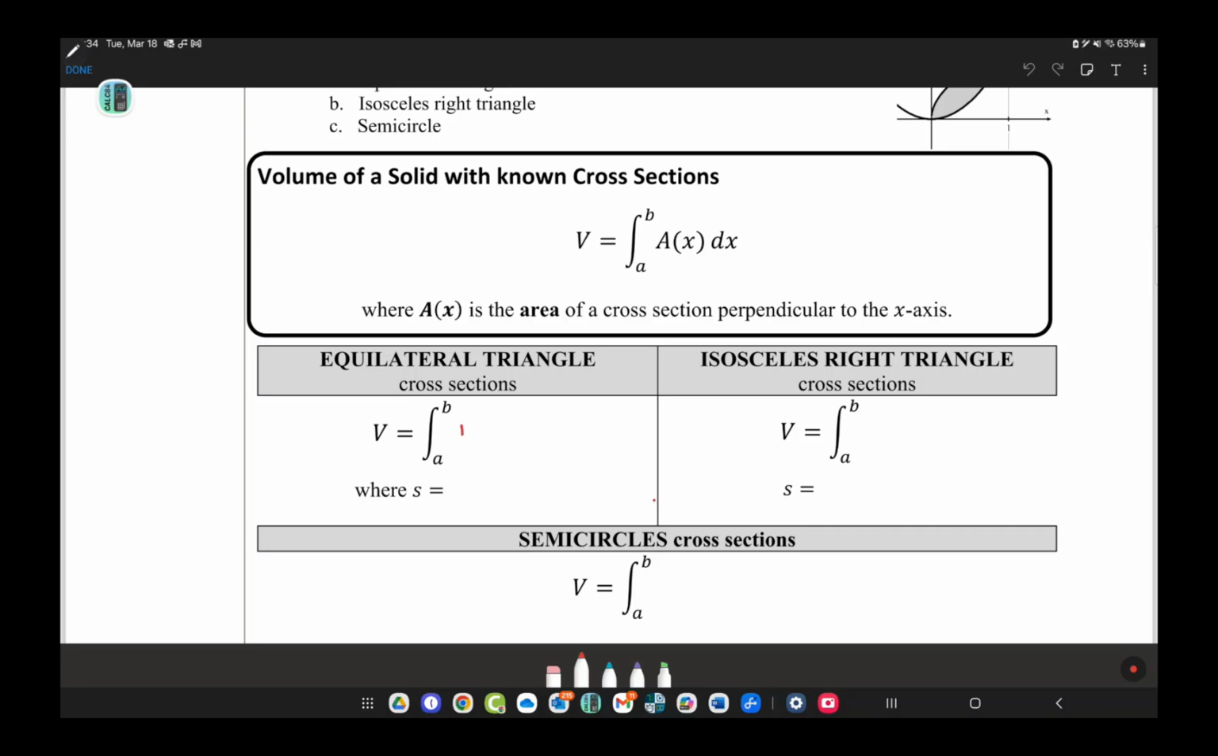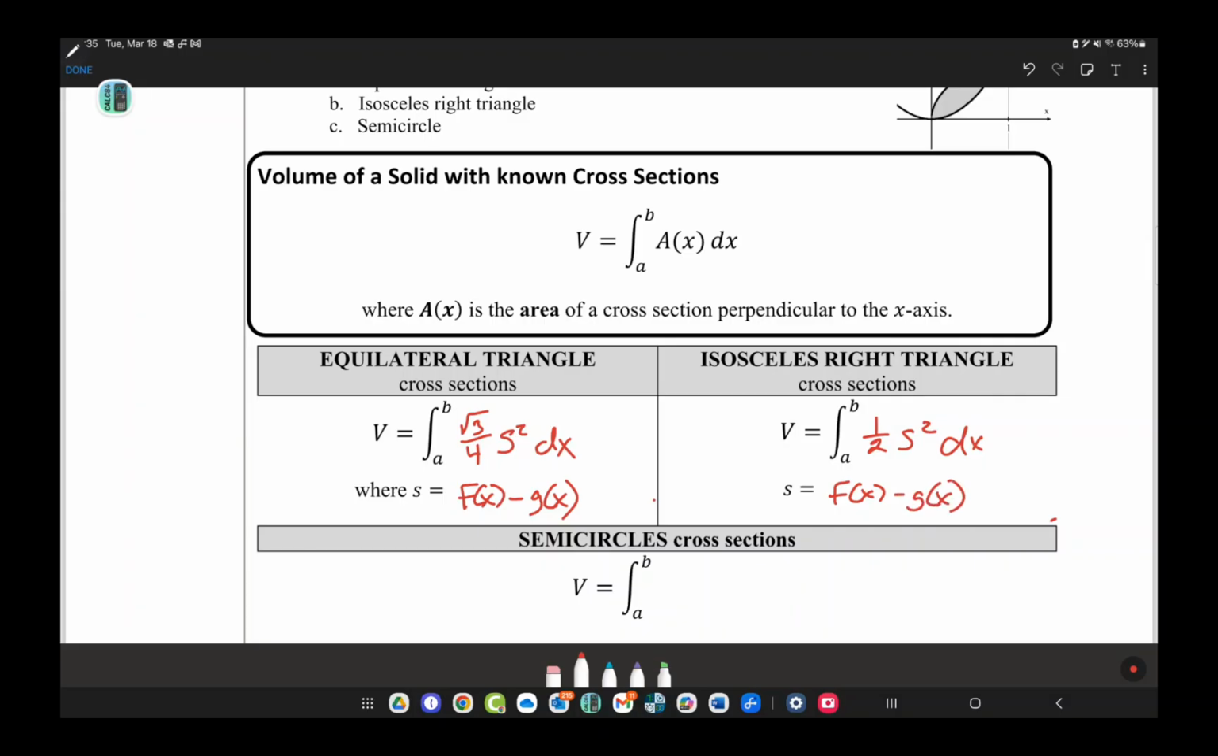Because here's the formula, it is the square root of 3 over 4 s squared dx, where s is f of x minus g of x. So again, I've been told usually this is given to you. All right. Now, if you have an isosceles right triangle, if you think about what an isosceles right triangle is, it's half a square. So it's half side squared, where s is still f of x minus g of x.